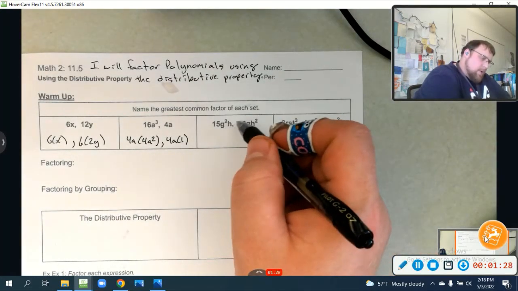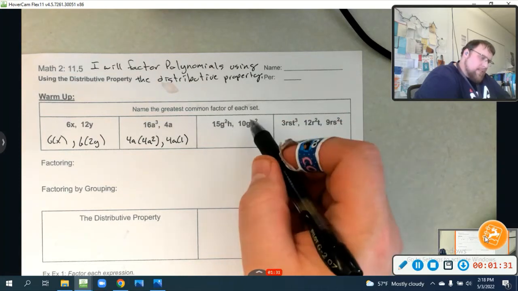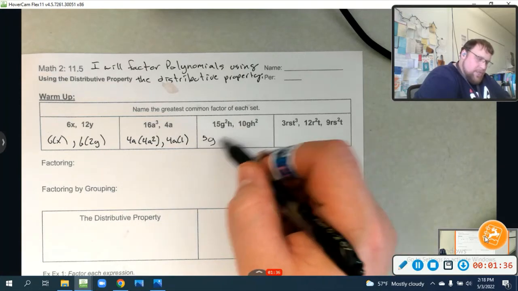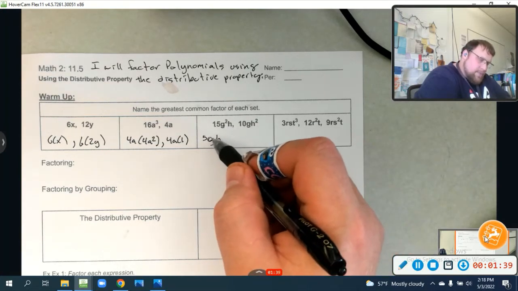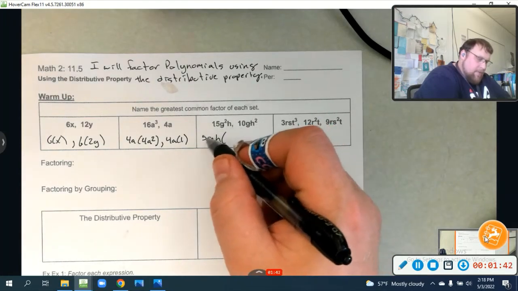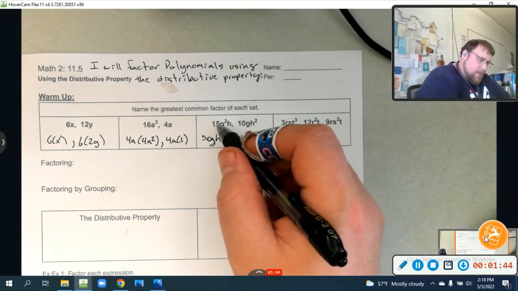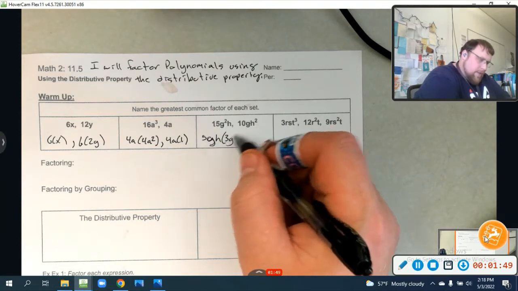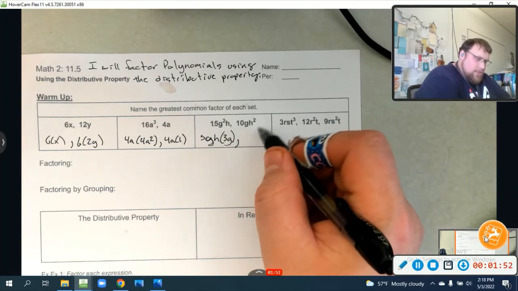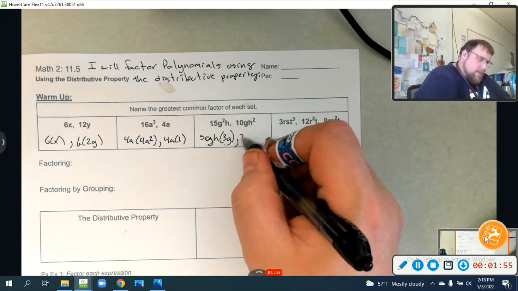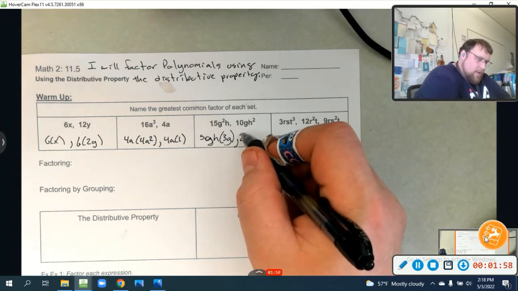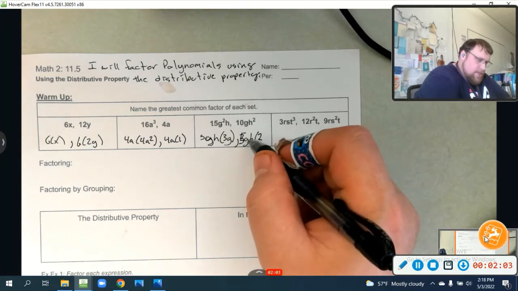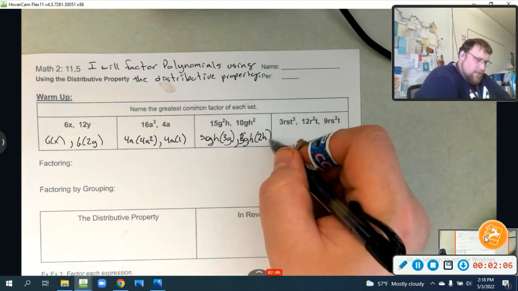For 15g squared h and 10gh squared, what can I take out between 15 and 10? I can take out a 5. Between g squared and g, I can take out a g, and between h and h squared, I can take out an h. So when I take 5gh out of 15g squared h, 5 out of 15 makes 3, g out of g squared leaves a g, and h out of h is gone. For 10gh squared, first I've got to write 5gh, and then times 2. The g's there, and out of h squared, I'm left with an h.